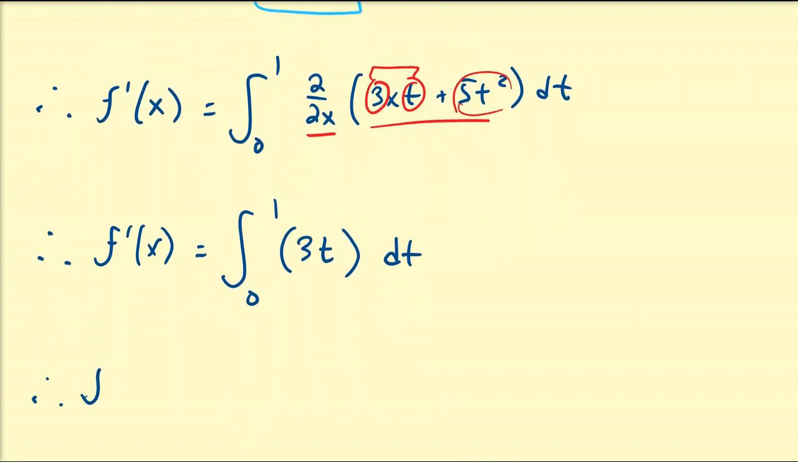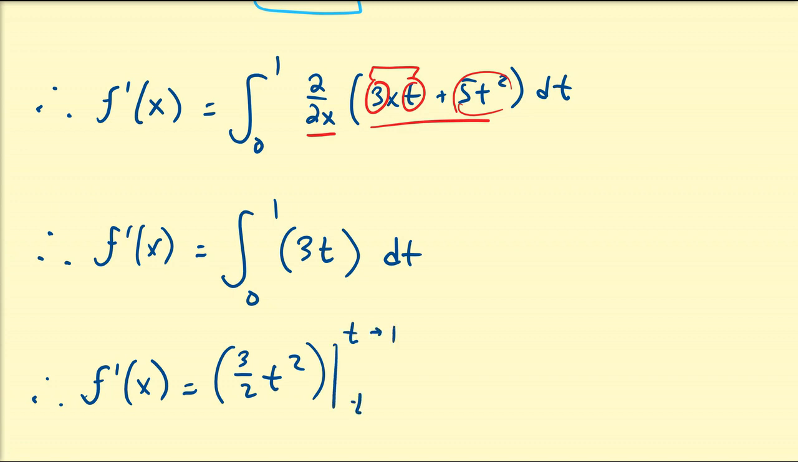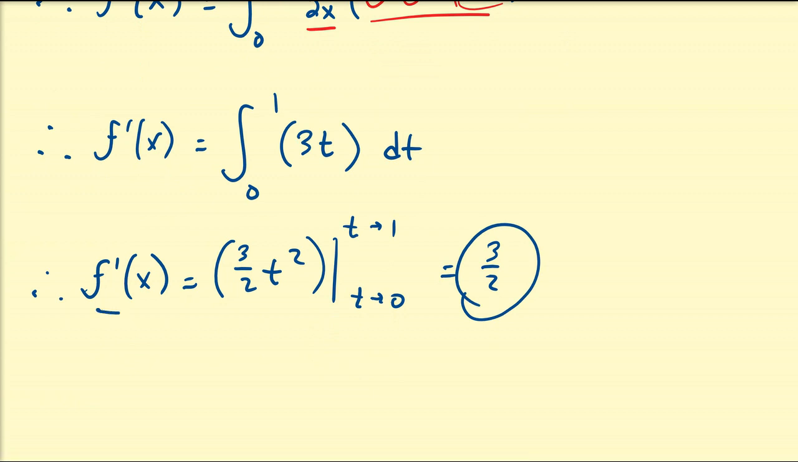So using our fundamental theorem of calculus, we know that this is going to be equal to 3 over 2 t squared, and we need to evaluate this as t goes to 1 and as t goes to 0. So as t goes to 1, we just get 3 halves, and as t goes to 0, we just get 0. So we get 3 halves as the derivative of that function, which is indeed the same thing as we had before.